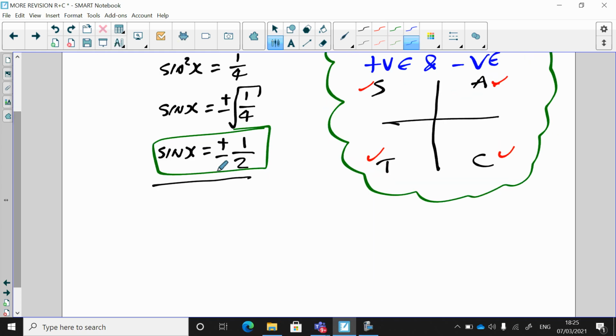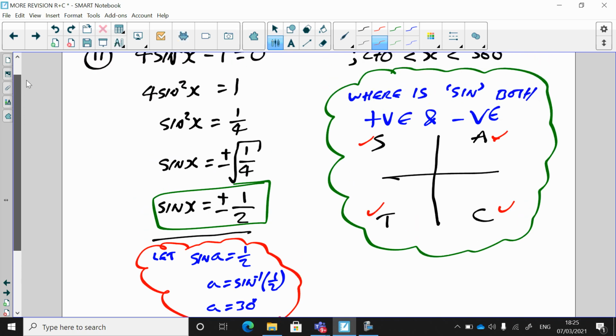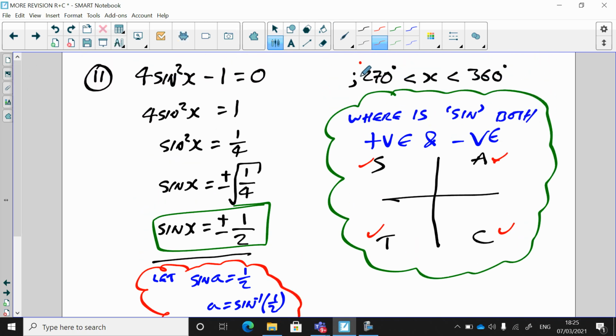So what I'm going to do is, as usual, let sine A equals a half. So A is inverse sine of a half. Inverse sine of a half in terms of degrees, it's just 30 degrees. Right, okay, that's fine. So we've ticked 4 quadrants here. But what I can see is the solutions, they just want to go between 270 and 360. So really, I'm in here.